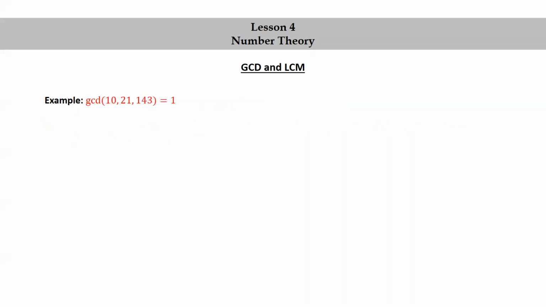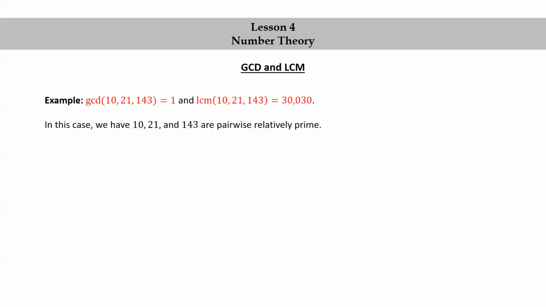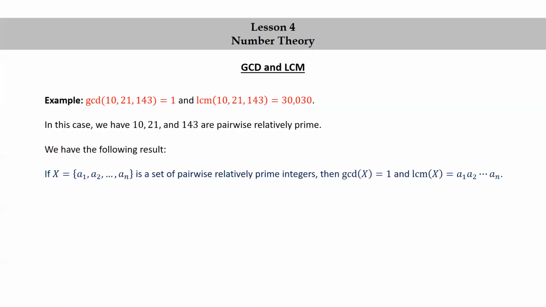Another example, GCD of 10, 21, and 143 is equal to 1, and LCM of 10, 21, 143 is equal to 30,030. In this case, we have 10, 21, and 143 are pairwise relatively prime. We have the following result. If X equals the set consisting of a1 through an is a set of pairwise relatively prime integers, then GCD(X) equals 1 and LCM(X) is equal to the product a1, a2 through an. Also note that a set of pairwise relatively prime integers is mutually relatively prime.